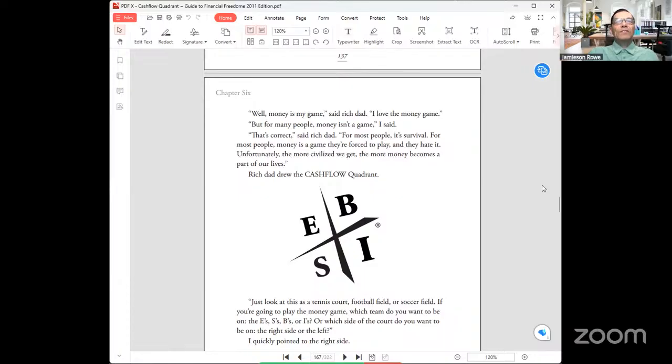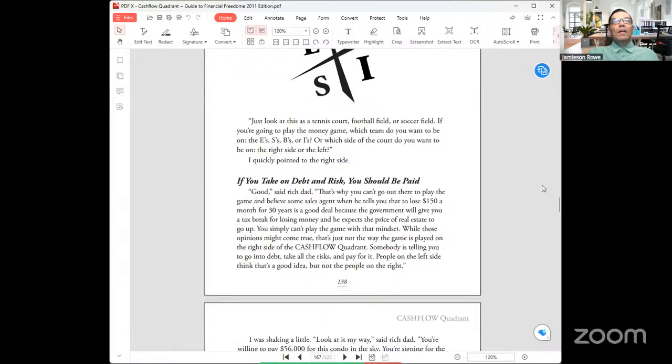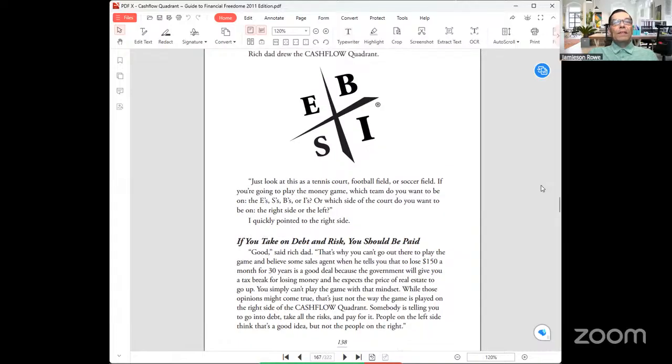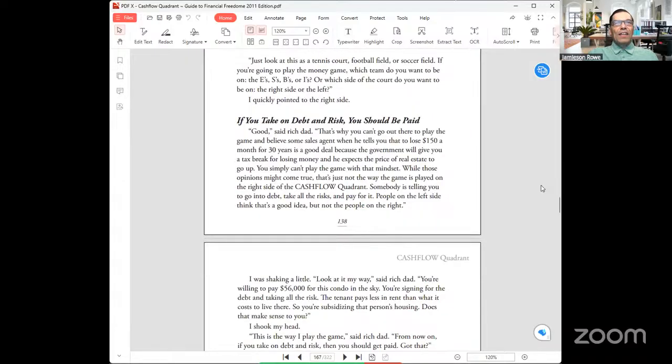Rich Dad drew the cash flow quadrant. Just look at this as a tennis court, football field, or soccer field. If you're going to play the money game, which team do you want to be on? The E, S, B, or I? Or which side of the court do you want to be on? The right side or the left side? I quickly pointed to the right side, where all the money and freedom and opportunity is. If you take on debt and risk, you should be paid.